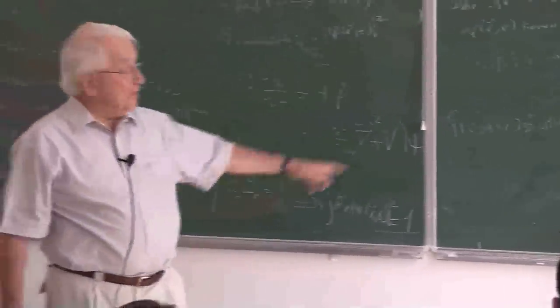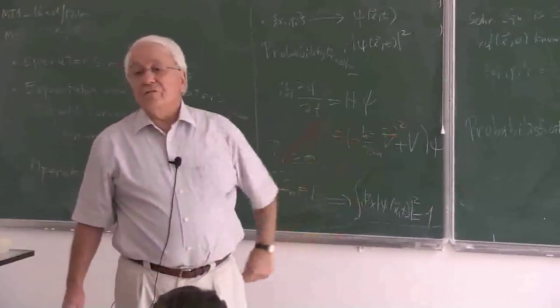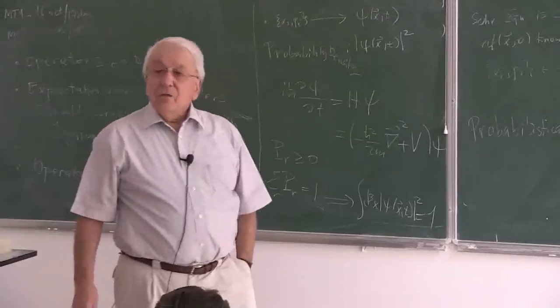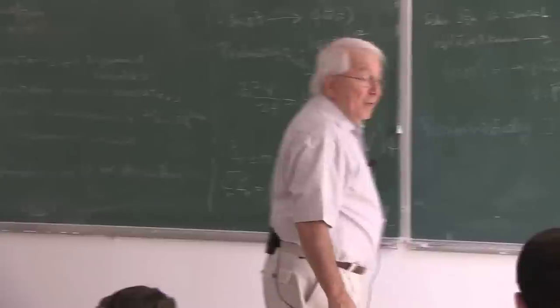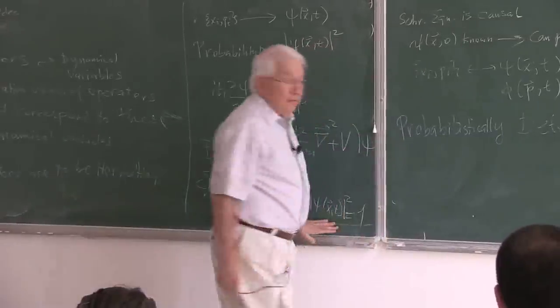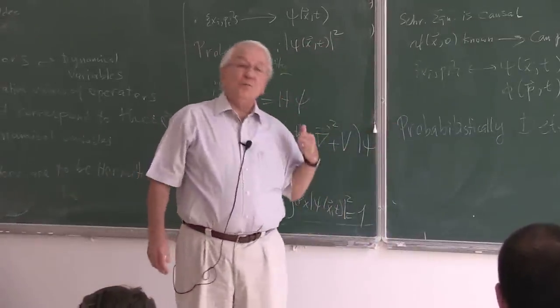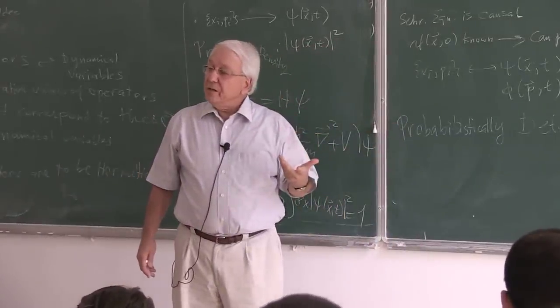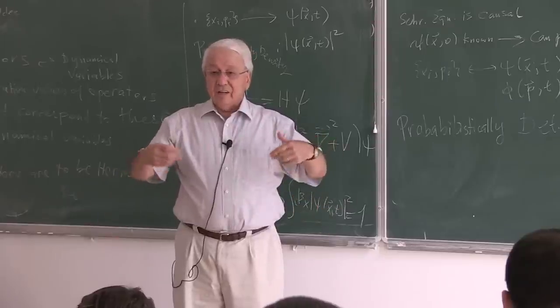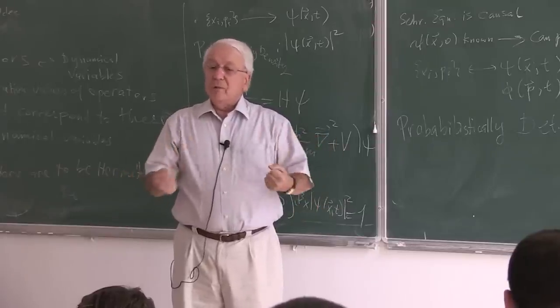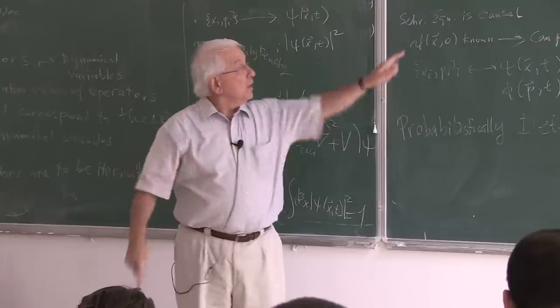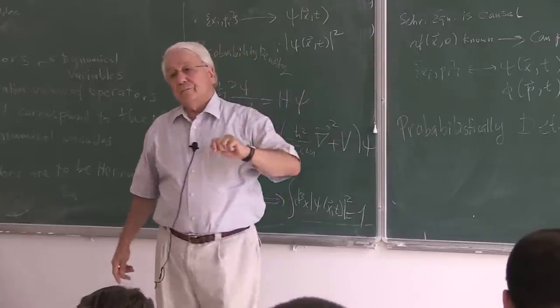But you have to get the conditions of behavior of that at large distances, which are going to guarantee that the surface integral vanishes. Due to the functions being square integrable, the total probability is conserved. How beautiful, right? Square integrability, that is, the existence of a total probability, guarantees that it is also conserved, thanks to that continuity equation.